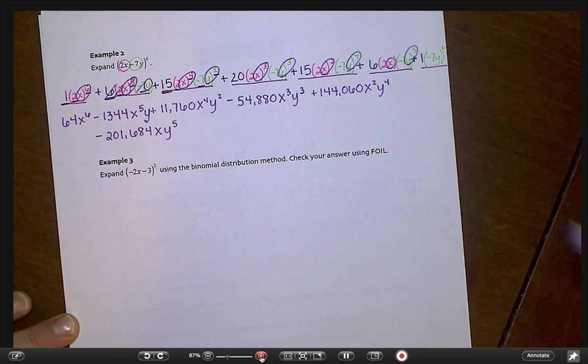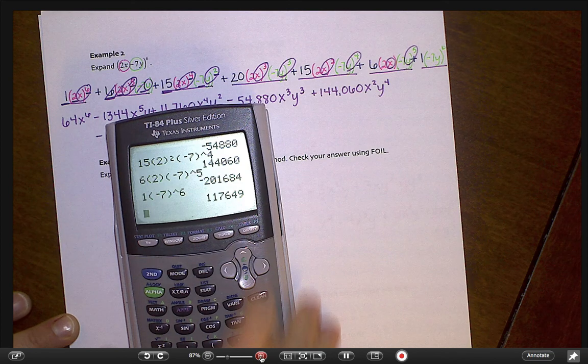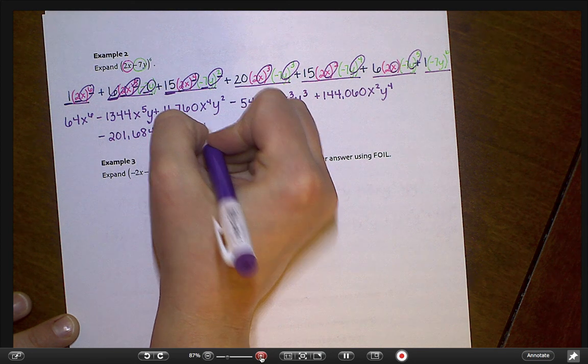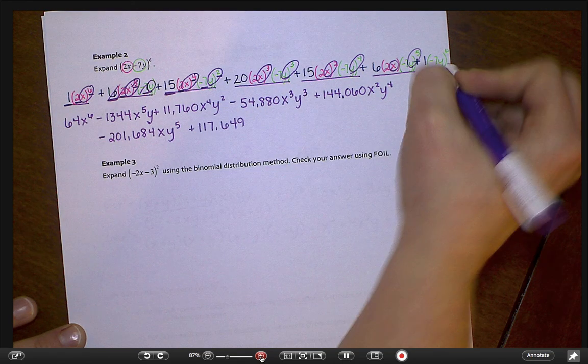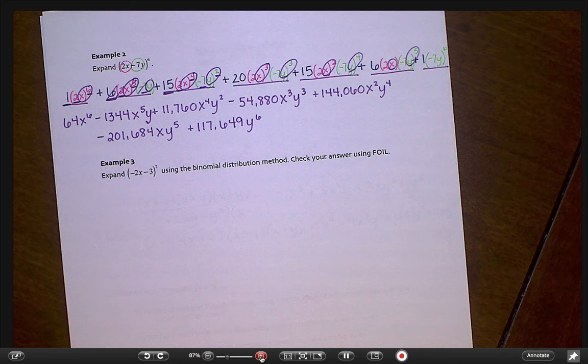And last but not least, I'm doing 1 times negative 7 to the power of 6. That's 117,649, and that's with a y to the 6th power. Okay, so calculating those giant numbers is the hardest part about this process. You just have to be real slow and careful. Make sure you're putting parentheses around anything that's being raised to a power, especially if you're working with negatives.